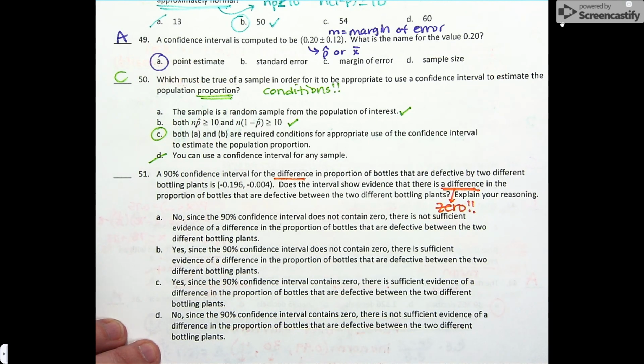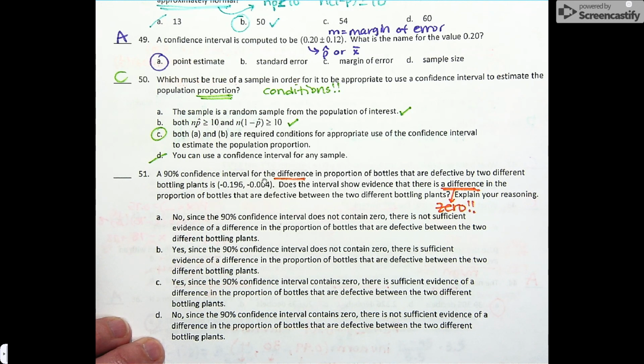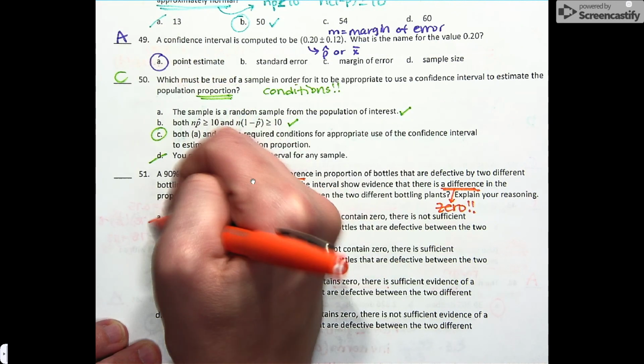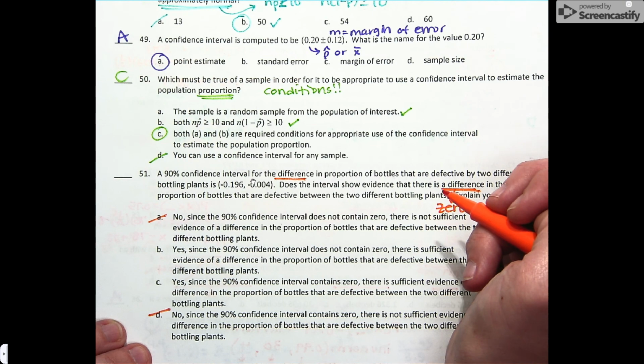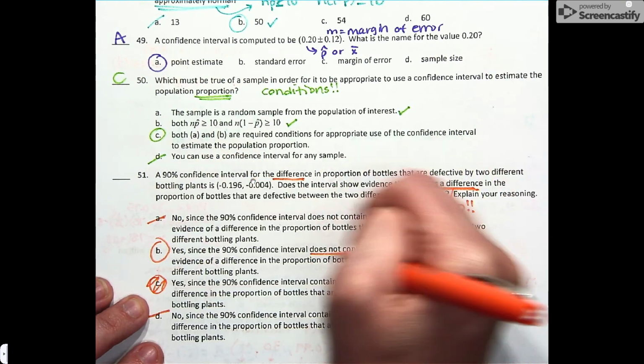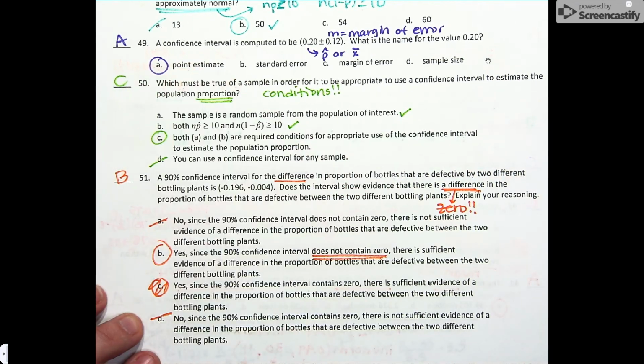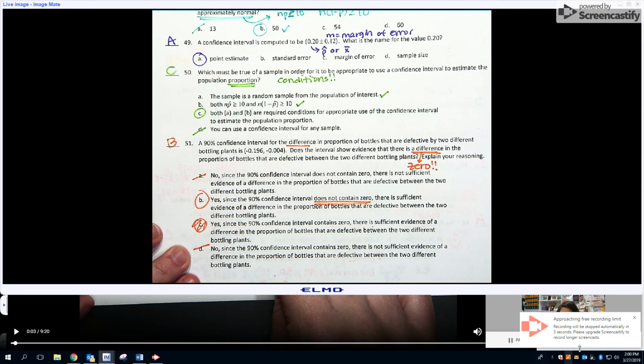If 0 is within the interval, that means that you have to assume there's no difference, because when you did something minus something, you got 0, which means they're the same. If 0 is not within the interval, then there is a difference. So I'm going to get rid of A and D. Since it does not contain 0, there's sufficient evidence to say that there is a difference. So just remember, guys, to say that there's a difference, 0 has to be out.